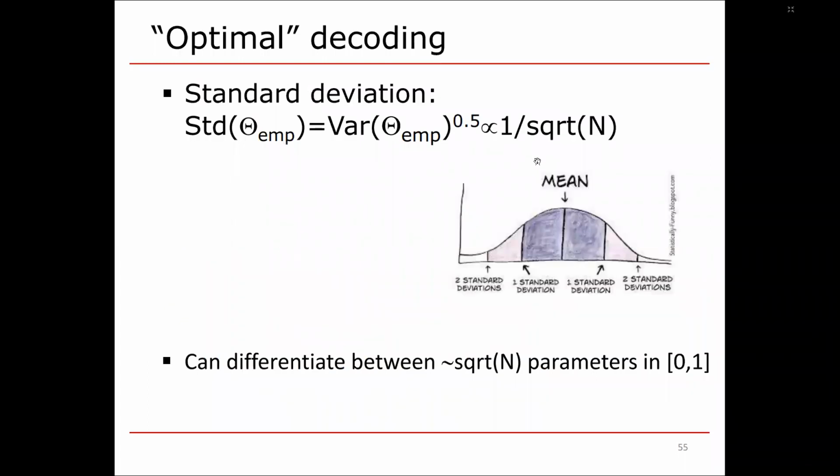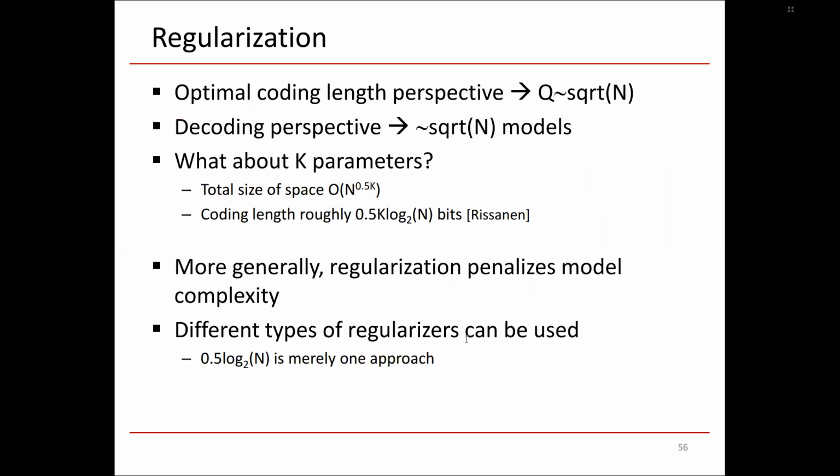So let's think about optimal decoding, optimal in quotation marks, near optimal decoding. We're not doing this rigorously. If the variance is proportional to 1 over n, then the standard deviation of the empirical probability, which is the square root of the variance, is proportional to 1 over square root of n. This means that if the width of each of the empiricals around a true parameter is proportional to 1 over square root of n, then we can differentiate between something like square root of n parameters in the probability space between 0 and 1.